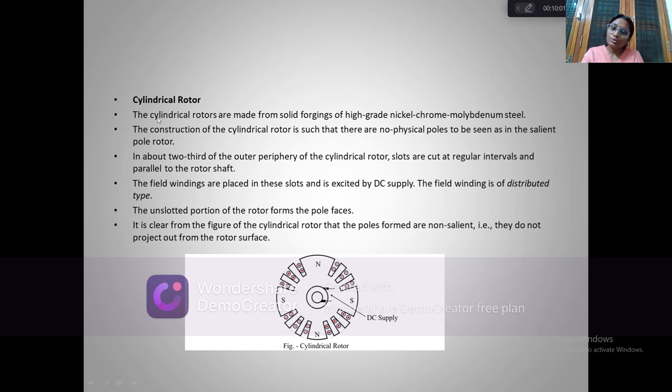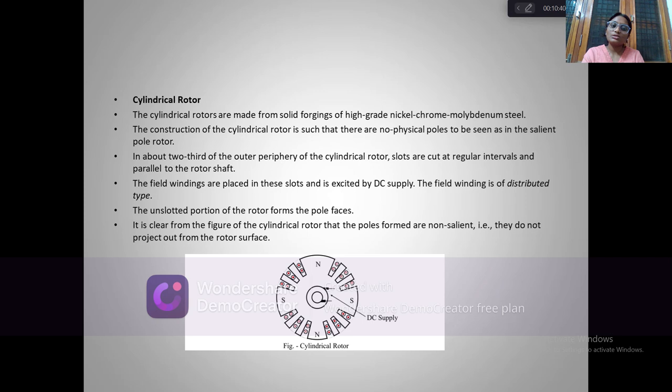Now we'll be able to know some more interesting things about the cylindrical rotor. The cylindrical rotors are made from solid forgings of high-grade nickel chromium molybdenum steel. The construction of the cylindrical rotor is such that there are no physical poles to be seen, as in the salient pole rotor. In about two-thirds of the outer periphery of a cylindrical rotor, slots are cut at regular intervals and parallel to the rotor shaft. The field windings are placed in slots and are excited by the DC supply.